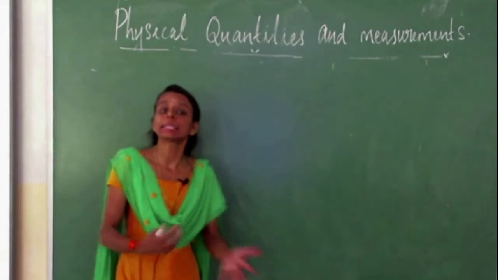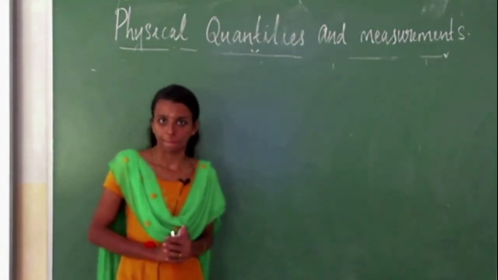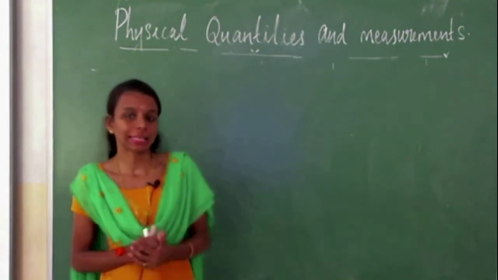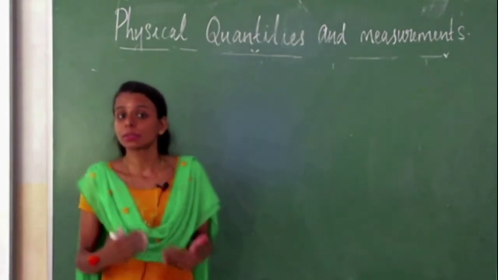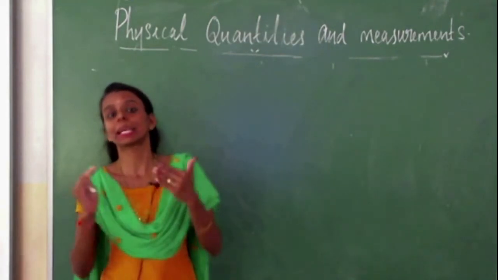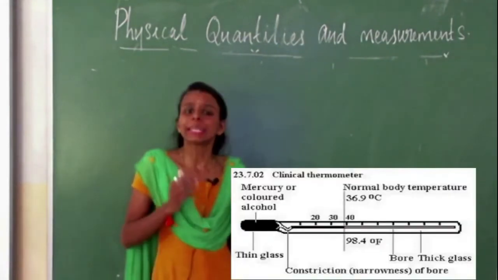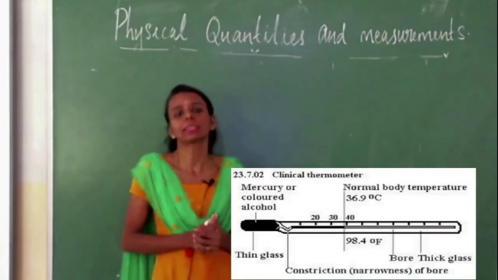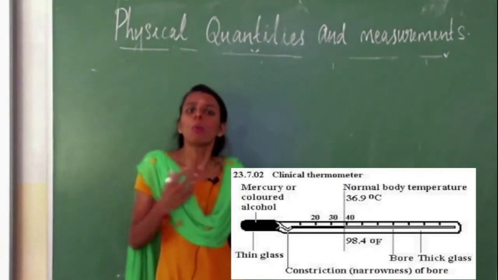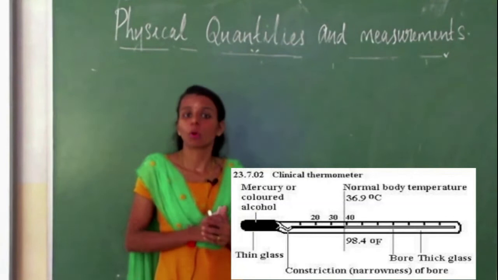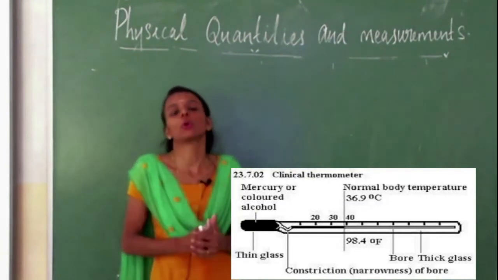Next we are discussing the other type of thermometer that is known as the clinical thermometer. We already know that the clinical thermometer is the thermometer doctors use. The doctor uses this thermometer, known as the clinical thermometer, to measure the temperature of a patient. It has a slight bend or kink in its stem. It is known as constriction. What is the use of this kink, or what is the use of this constriction? It prevents the backward flow of mercury.